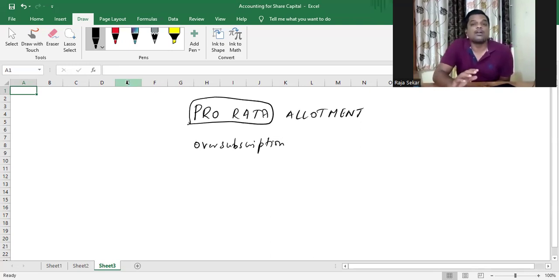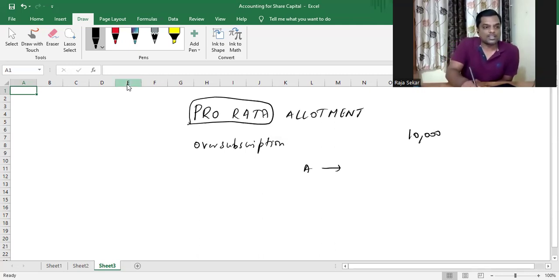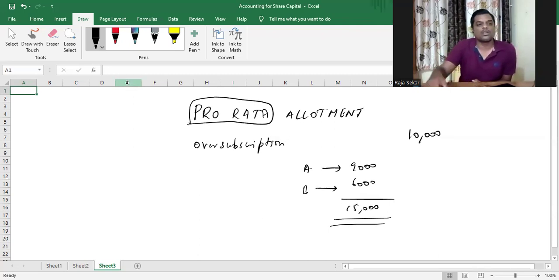Now, pro rata is a word that has Latin origin, which means according to the proportion. Okay. So the company can allot shares according to the proportion in which the different subscribers have applied for the shares. Let me explain it to you with an example. Assume the company is offering 10,000 shares for subscription, and assume there are two people. A has applied for 9,000 shares, and there is another person B who has applied for 6,000 shares. So the total number of applications received by the company here is 15,000, my dear children.